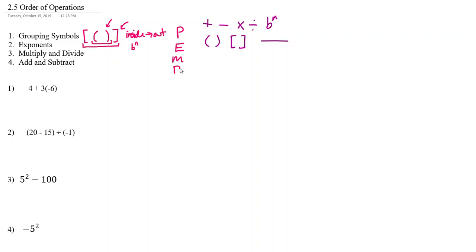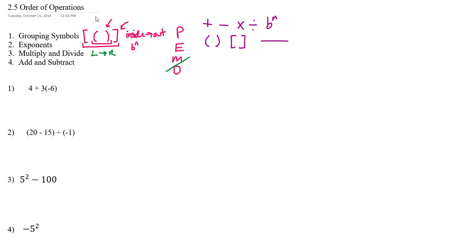We'll give that two letters, M and D, standing for multiplication and division. But really, when we say M and D, multiplication and division, we mean multiply and divide left to right. So we go left to right, and we do all the multiplication and all the division as we come to it, left to right. So we don't do all the multiplication first and then all the division second. We do them both at the same time, left to right.